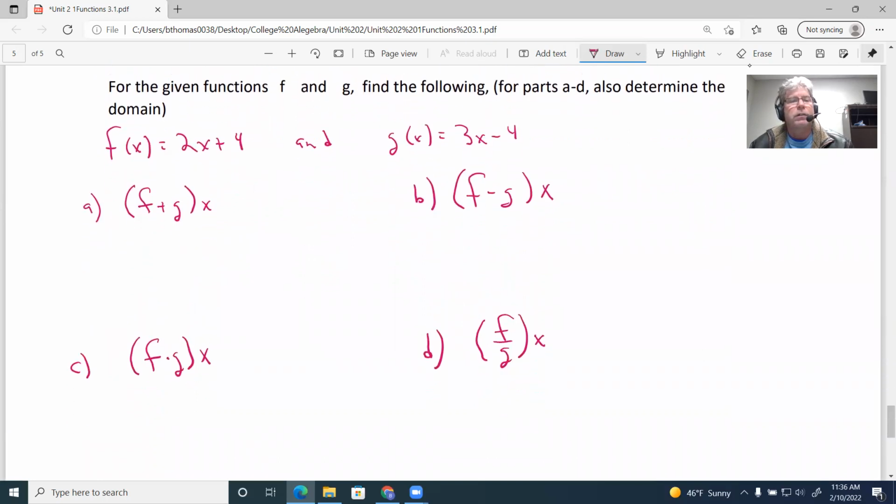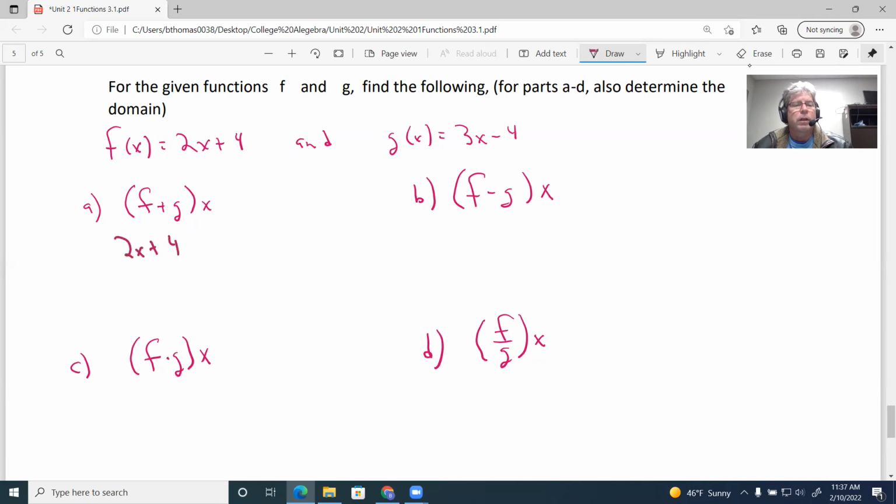So we're going to be given functions f and g, and we want to find the following parts. It also says, parts a through d also determine the domain. So these first 4, once we get our new function, they want us to find the domain of our new function. So f plus g of x just means to go 2x plus 4.